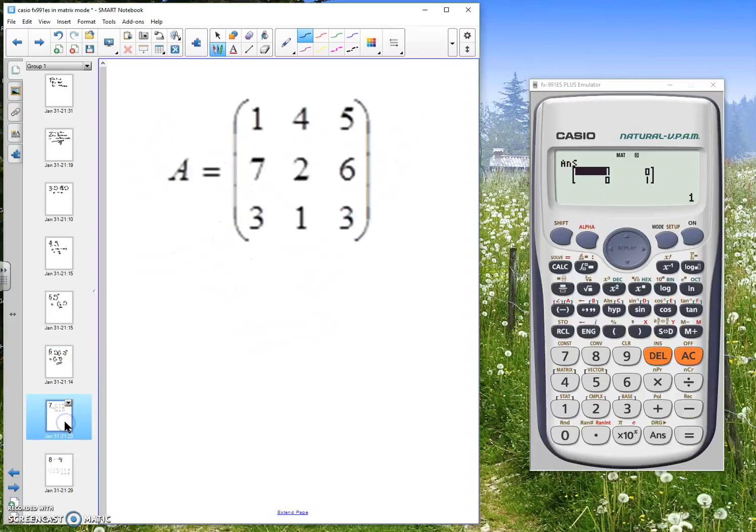The next operation I want to show you is for 3x3 matrices. So this time I'm going to dimension the matrix. So apologies, try that again. Shift matrix, and we're going to dimension matrix. This time we're going to use 3 for matrix C. This one's going to be a 3x3, which is 1. And now I can fill in the elements: 1, 4, 5, 7, 2, 6, 3, 1, 3.